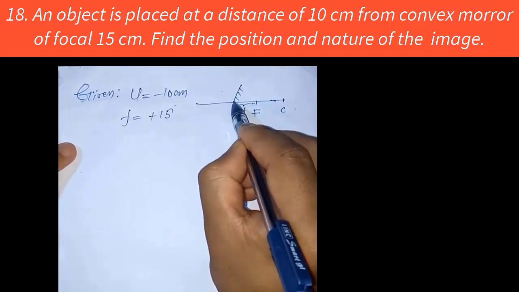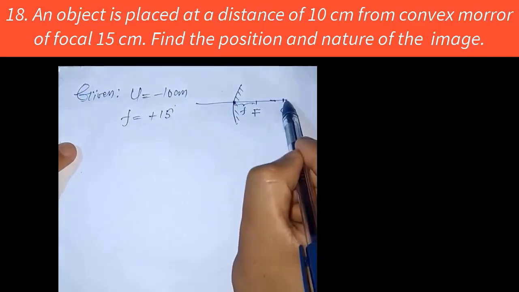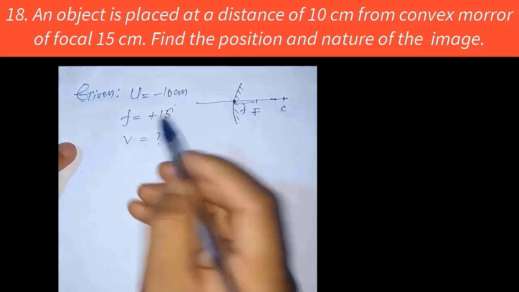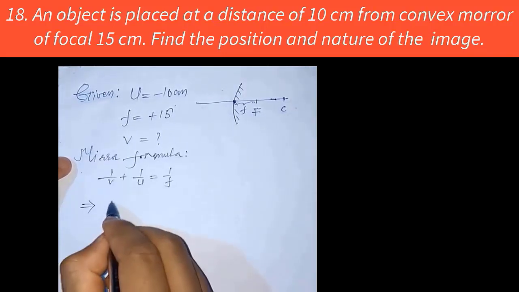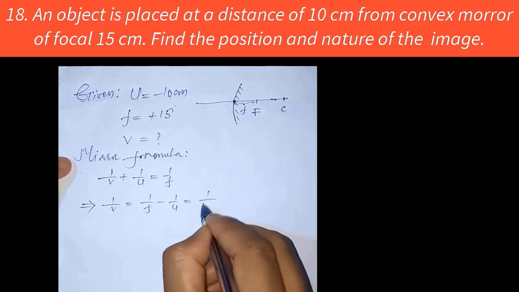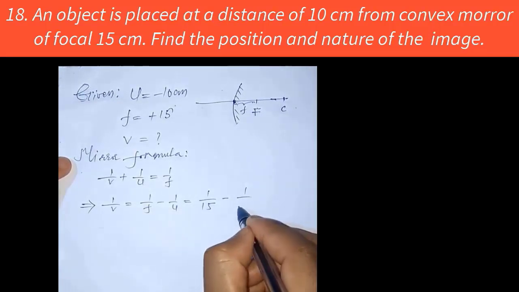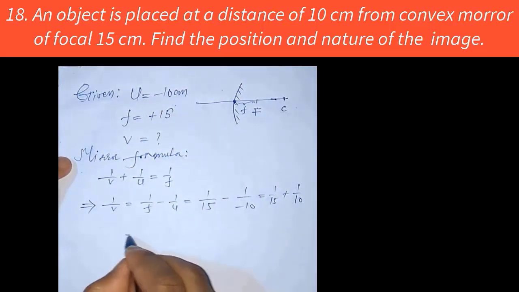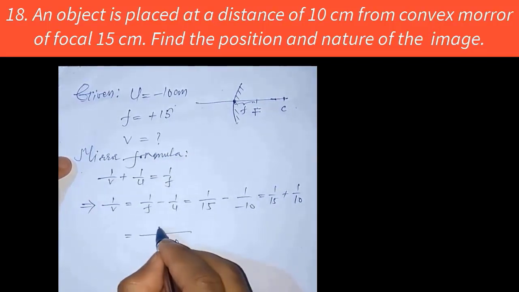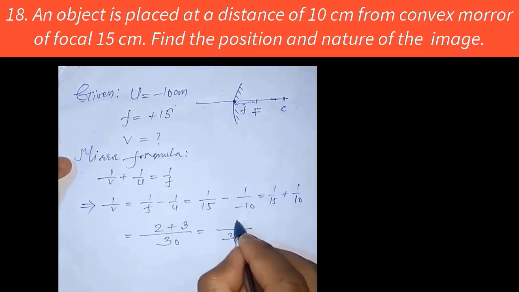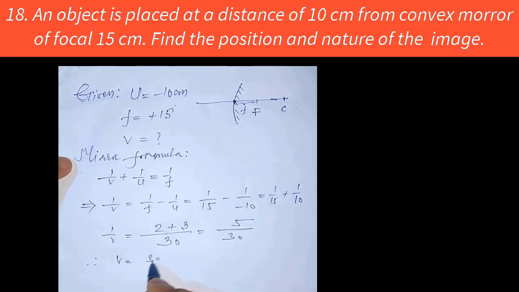Whatever is taken from here to the right hand side will be plus, and then we have to find the image distance. Now mirror formula, we have to find V, 1 by V equals 1 by F minus 1 by U, then substitute everything, minus 1 by 10, so this becomes 1 by 15 minus minus becomes plus 1 by 10, right? So again, this will become 30, so 15 two times is 30, and 10 three times is 30, so it will be 5 by 30, V is equal to the reciprocal of it, so it will be 6 centimeter.